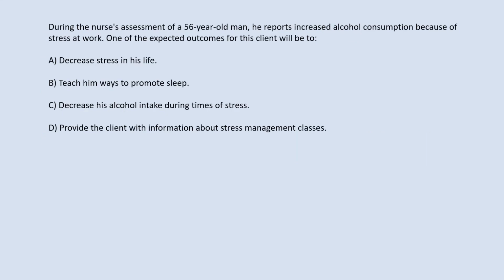During the nurse's assessment of a 56-year-old man, he reports increased alcohol consumption because of stress at work. One of the expected outcomes for this client will be to: A. Decrease stress in his life. B. Teach him ways to promote sleep. C. Decrease his alcohol intake during times of stress. D. Provide the client with information about stress management classes.